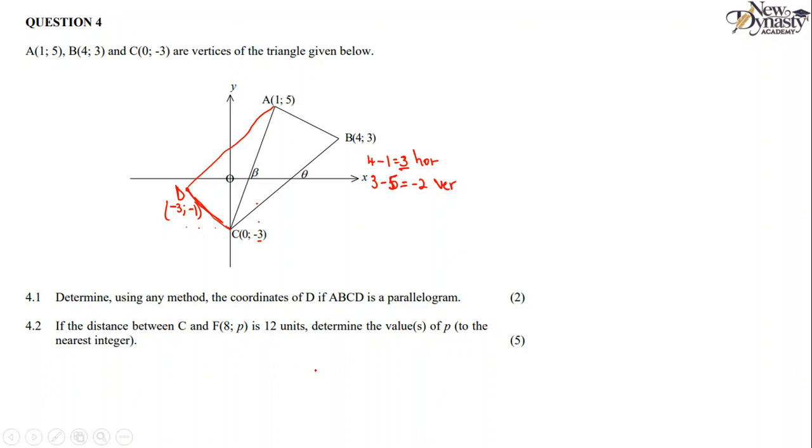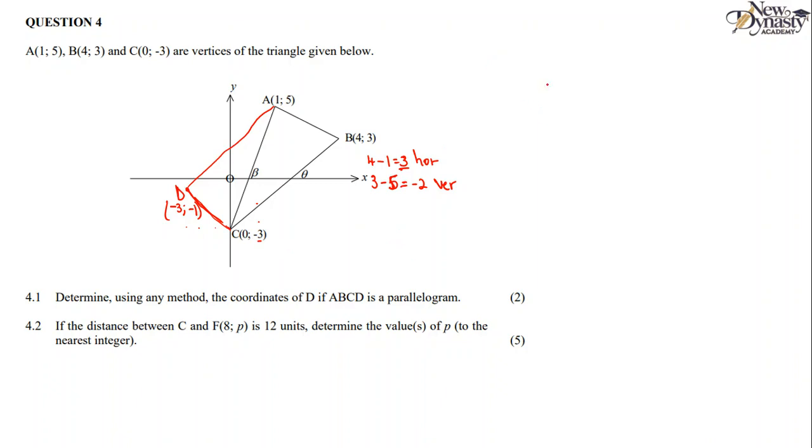So the next question says, if the distance between C and F, where F is given as a point, which is (8, P), is 12 units, determine the value or values of P to the nearest integer. Grade 11, so we are given the distance between 2 points. So we are basically forced here to use the distance formula.